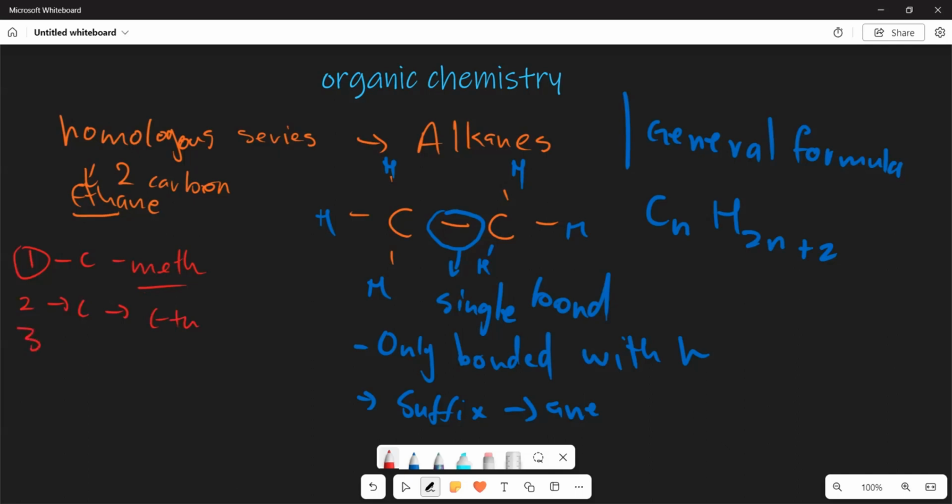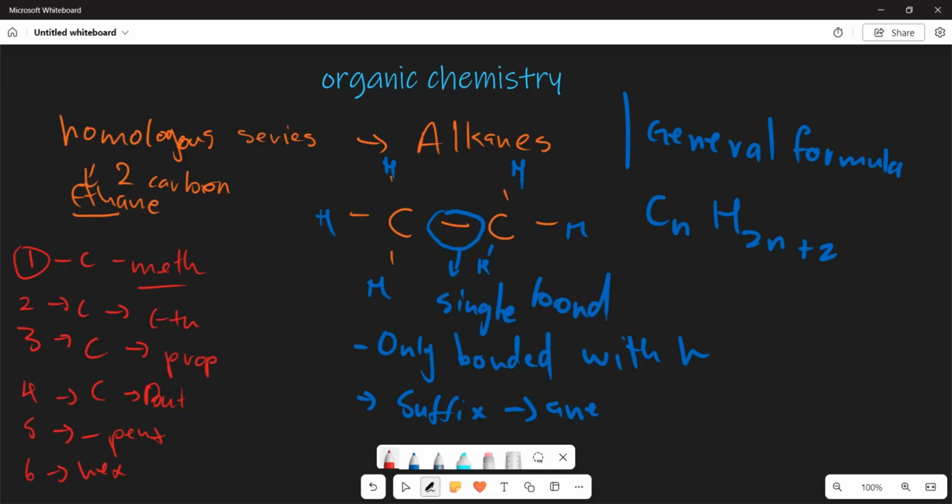When you have three carbons, this is going to be prop. When you have four carbons, this is but. When you have five, your five is given by pentane, it's pent. When you have six, it is going to be hex. Remember your hexagon shapes from mathematics.